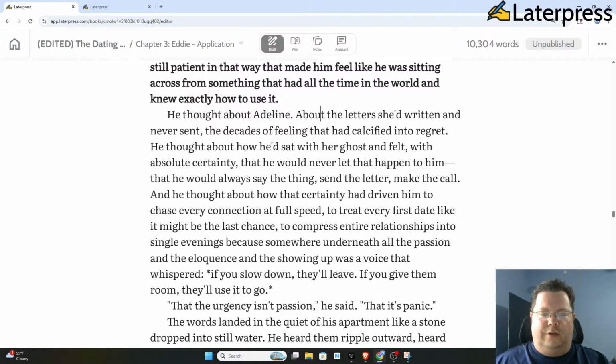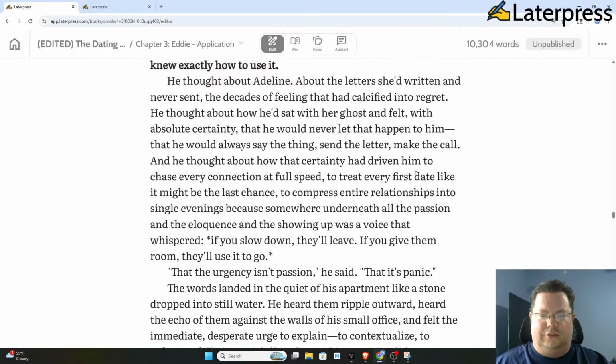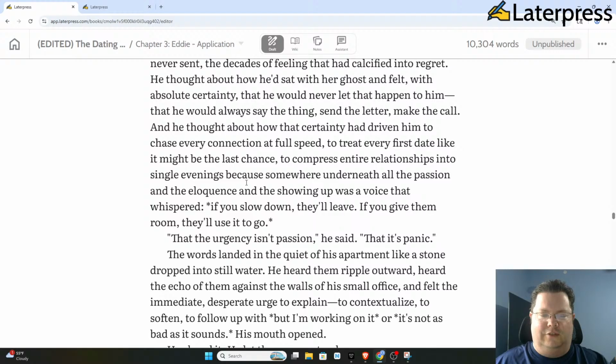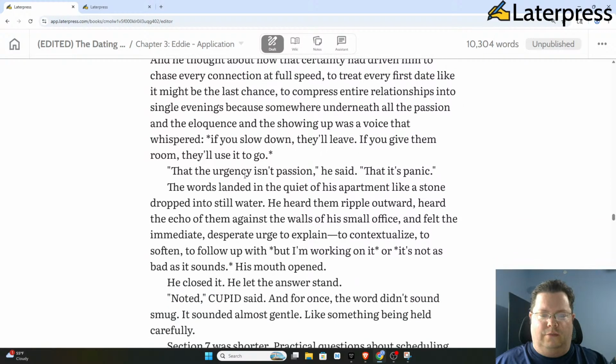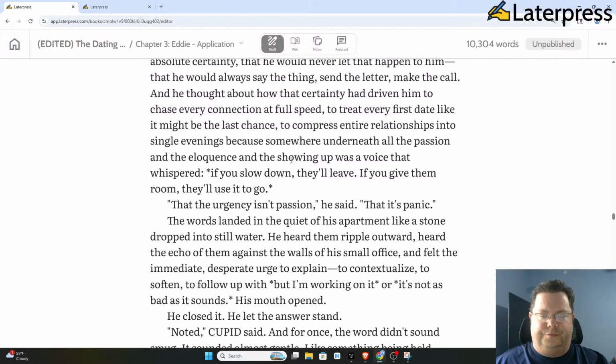He thought about how he'd sat with her ghost and felt with absolute certainty that he would never let that happen to him, and that he would always say the thing, send the letter, make the call. And he thought about how that certainty had driven him to chase every connection at full speed, to treat every first date like it might be the last chance, to compress entire relationships into single evenings, because somewhere underneath all of that passion and the eloquence and the showing up was a voice that whispered, if you slow down, they'll leave. If you give them room, they'll use it to go.